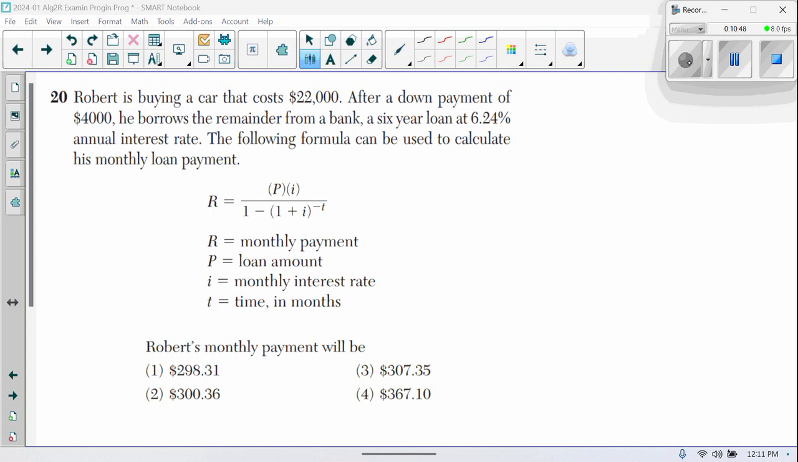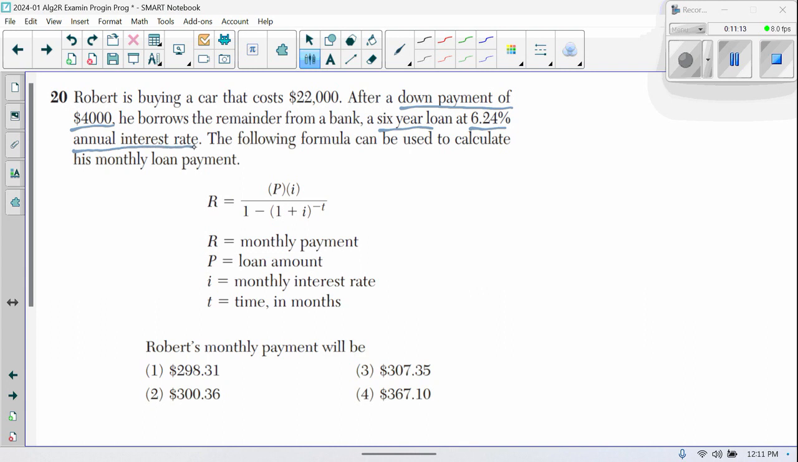Robert is buying a car that costs $22,000. After a down payment of $4,000, he borrows the remainder from the bank, a 6-year loan at 6.24% annual interest rate.